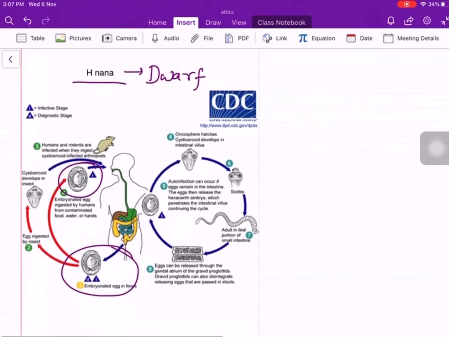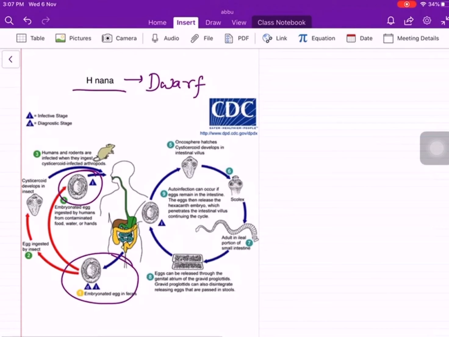Right. Next, coming to Hymenolepis nana. Hymenolepis nana is also called the dwarf tapeworm. It is one of the types of tapeworms. So here the diagnostic form and the infective form both are embryonated eggs. You have to remember this.